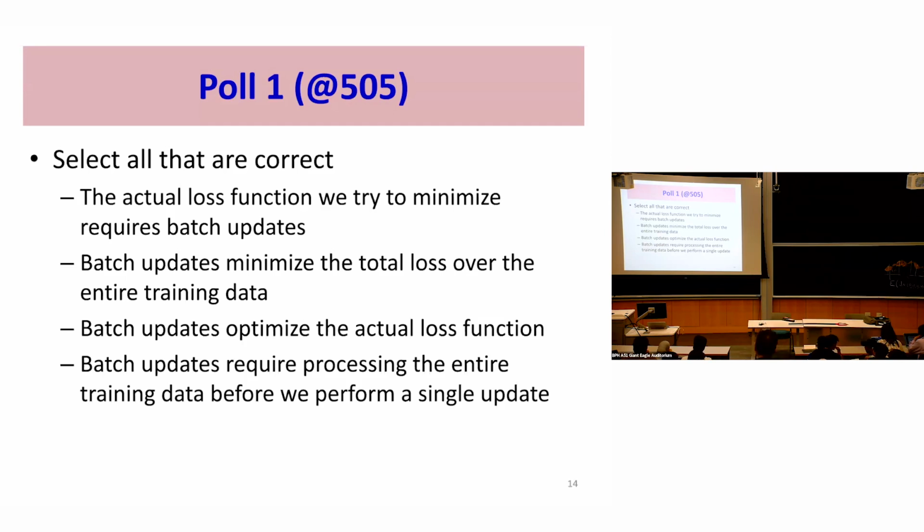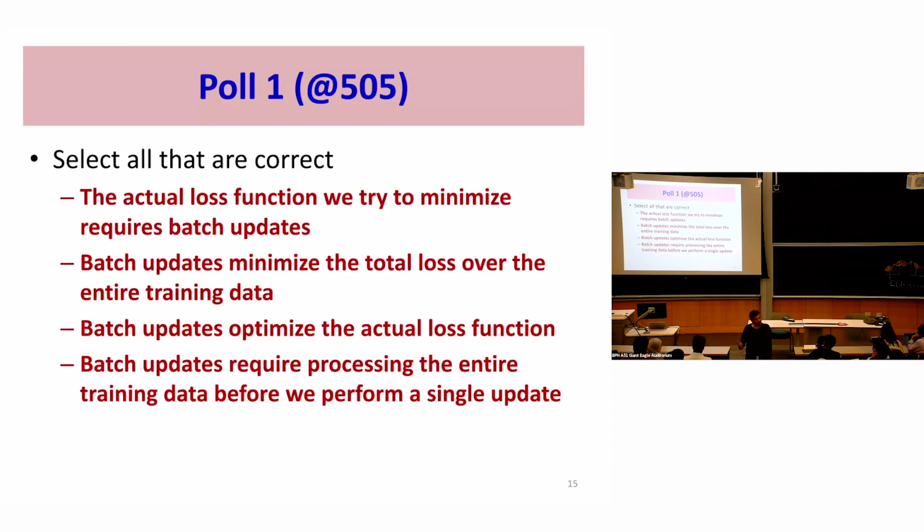Okay, so the actual loss function we try to minimize requires batch updates. And they minimize the total loss over the entire training data. Now, the batch updates optimize, again, the first and the third statements are the same thing, right? But they require processing the entire training data because you want to get the average error over the entire training data. What could the issue be with this?